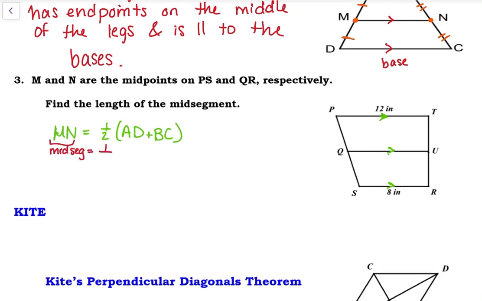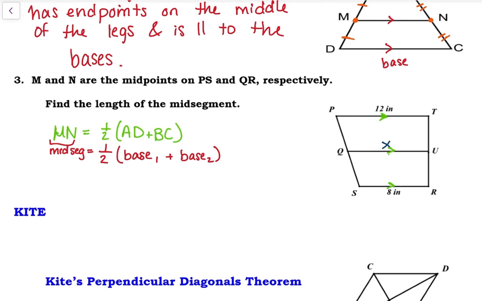It's going to be equal to 1/2 the first base, we'll call it base 1, plus the second base. So if I add both bases together, multiply by 1/2, that'll get what the length of the midsegment is. That is also called finding the average of the bases. So I'm just going to plug it into this formula. This is the midsegment I'm trying to find.